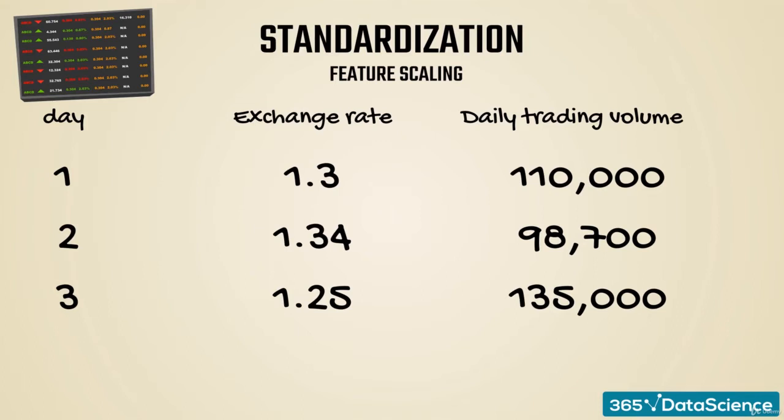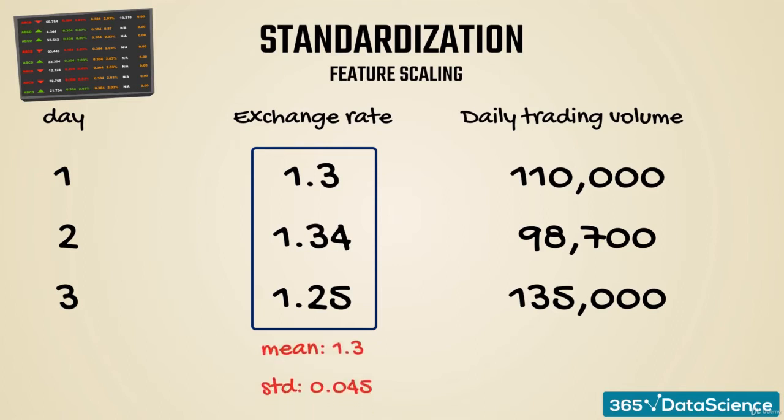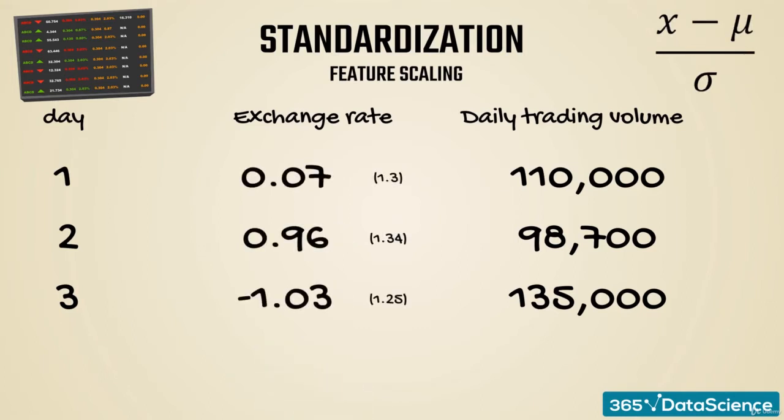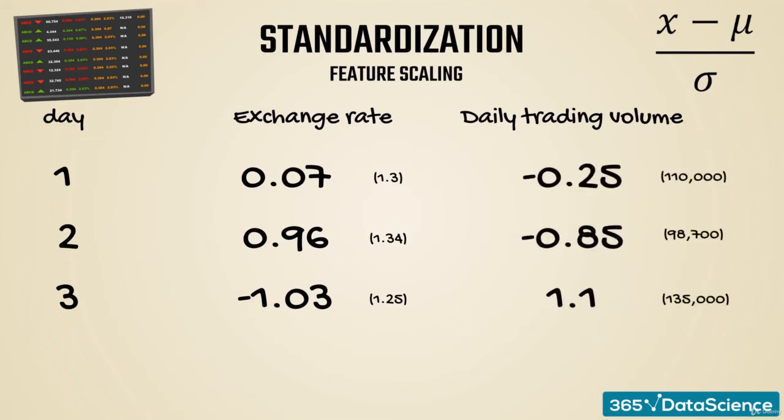Let's standardize these figures. We standardize the euro-dollar exchange rates with regard to the other euro-dollar exchange rates. So, we look at 1.3, 1.34, and 1.25. The mean is 1.3, while the standard deviation is 0.045. Going through the above-mentioned transformation, these values become 0.07, 0.96, and minus 1.03 respectively. Standardizing trading volumes, we obtain minus 0.25, minus 0.85, and 1.1.